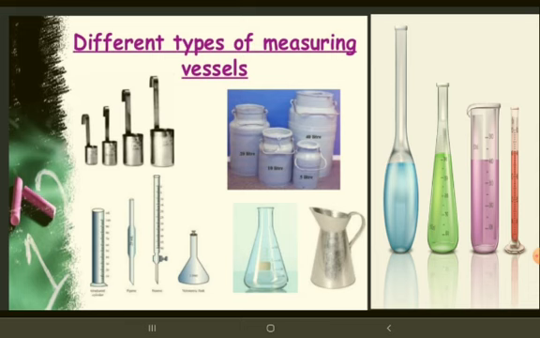So volume is the space occupied by the liquid or gas. Capacity of a container is the amount of the substance it can hold. So the standard unit of the capacity is liter. What is the unit of the capacity? Liter. Small volumes are measured in milliliter. Understood? Example, water, milk, oil, etc. Measured in terms of the milliliter or liter.